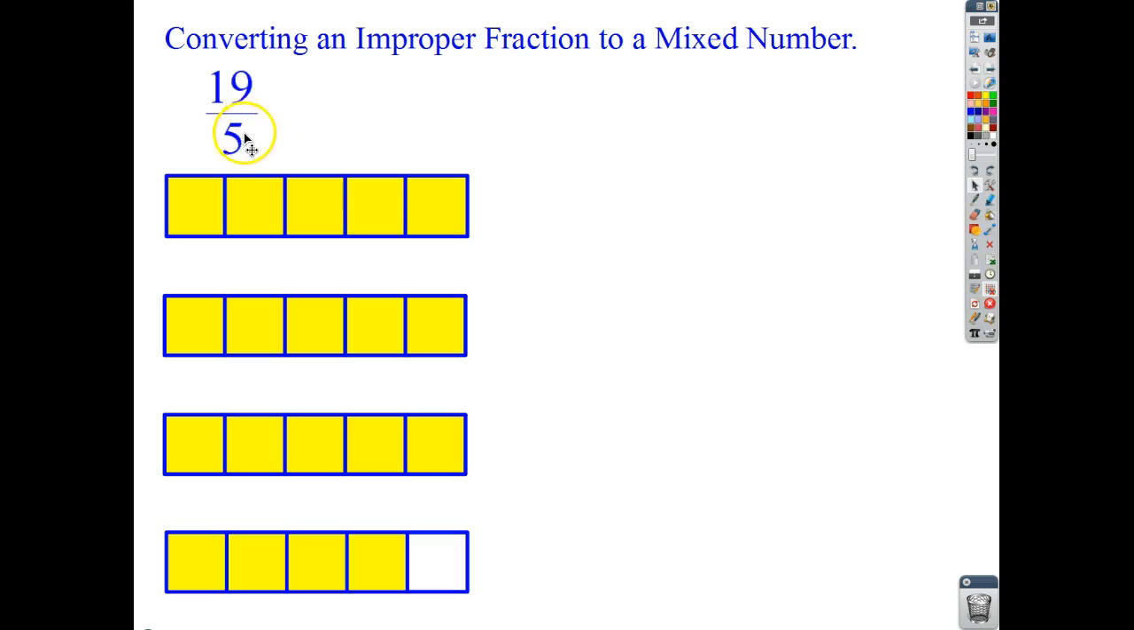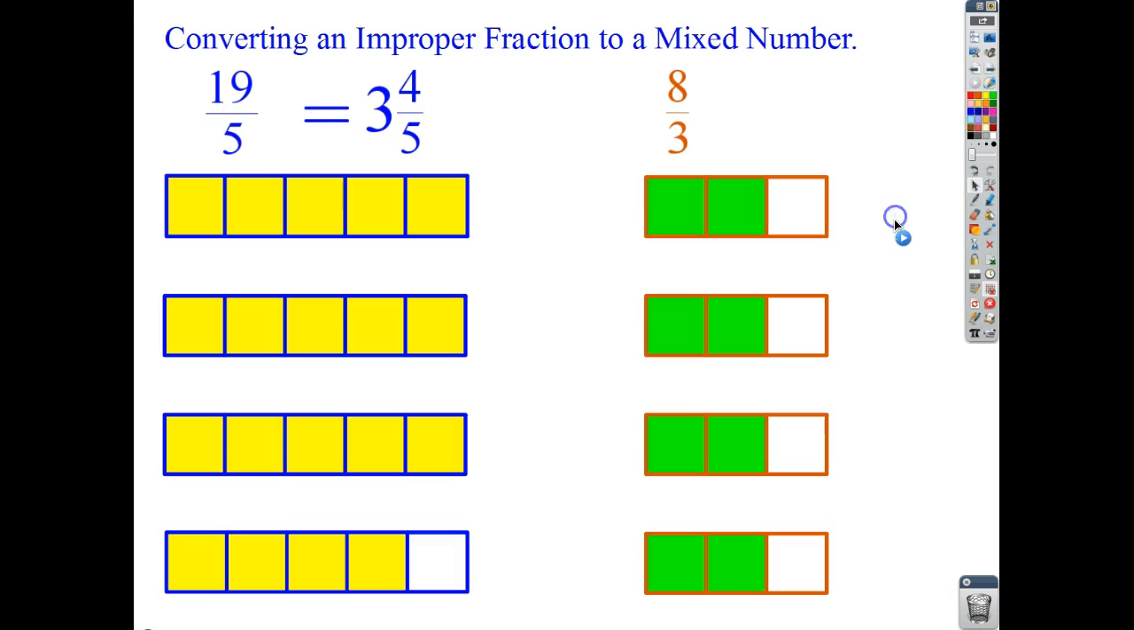Well, fifths, okay? If they're cut into fifths and I get 5 of them, that means I'm going to have a whole. So here's 1 whole, 2 wholes, 3 wholes, 3 and 4 fifths. Okay. Well, sometimes when you see these, it's not going to be so nice and neat right here.